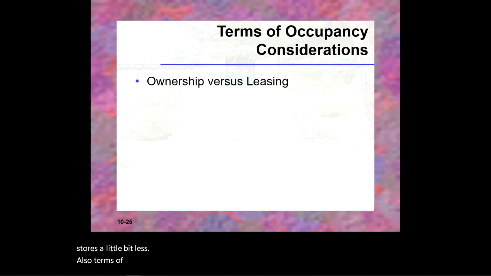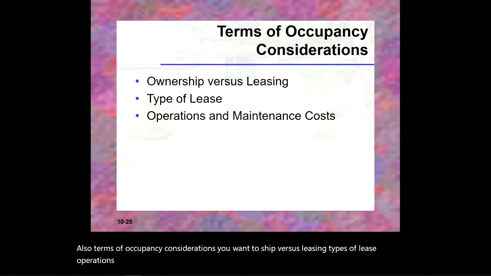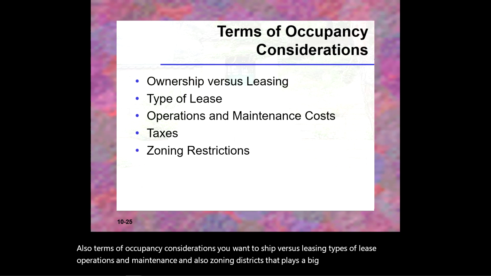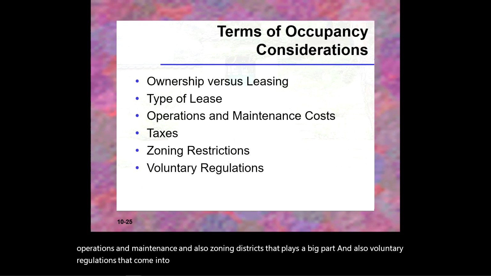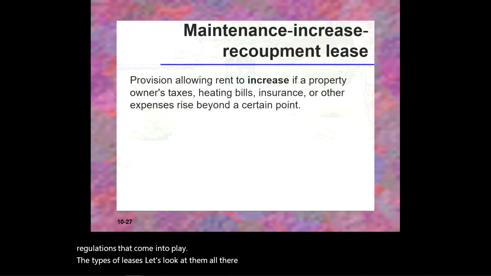Also, terms of occupancy considerations: the ownership versus leasing, types of lease, operations and maintenance, and also zoning districts that play a big part, and also voluntary regulations that come into play. The types of leases, let's look at them all. There are 5 of them.